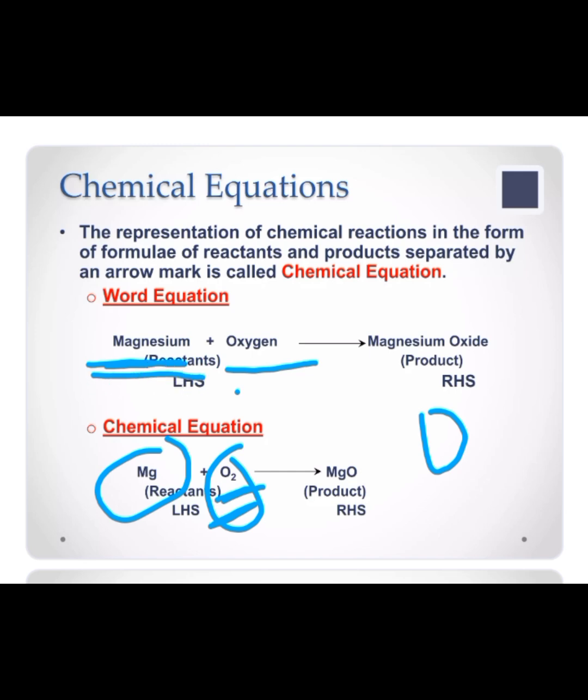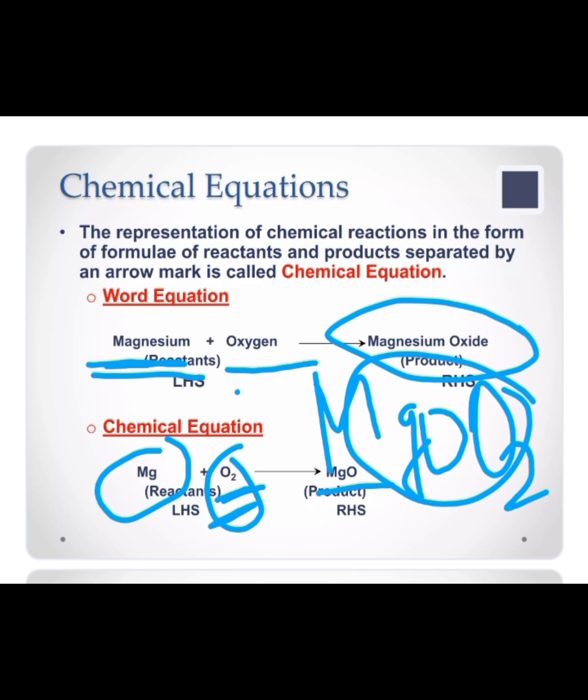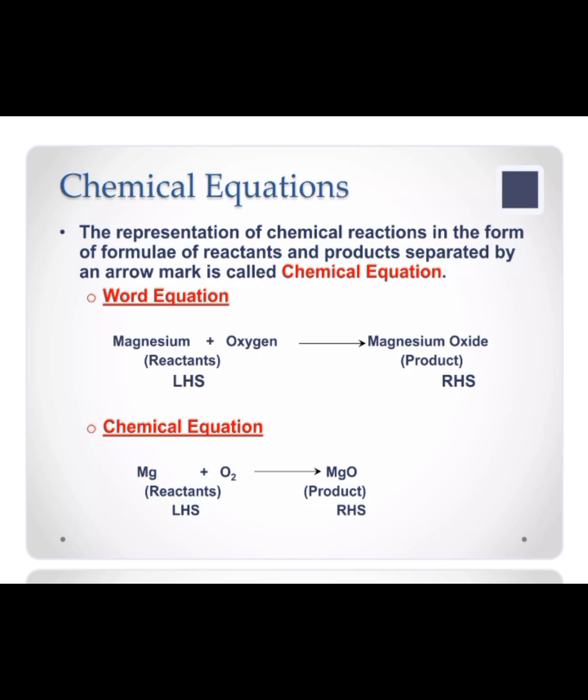Both magnesium and oxygen combine to form magnesium oxide. Magnesium oxide is represented by MgO as per the valency. You might think that Mg plus O2 combines to form MgO2, but this will be incorrect. It will combine as per the valency of the substances and form MgO.